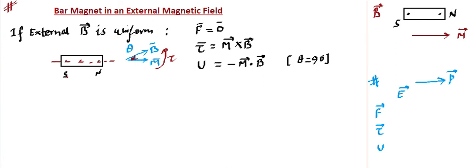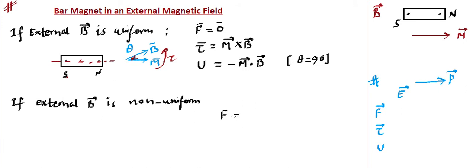If the field is non-uniform, then what are we going to do? So in a non-uniform magnetic field, let me write over here, if the external field, which is magnetic field B, is non-uniform, then force will be non-zero, or we can say force will not definitely be zero. So it's going to be written as m into dB by dr. We differentiate B with respect to r and multiply by m.